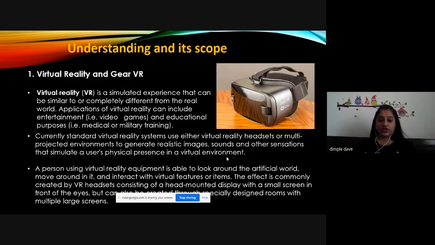A person using virtual reality equipment is able to look around the artificial world, move around it, and interact with virtual features or items. I'll give a basic example and a video to watch for this, so that everyone can feel how it is felt by the real user. The effect is commonly created by VR headsets consisting of a head-mounted display with a small screen in front of the eyes, but can also be created through specially designed rooms with multiple large screens.